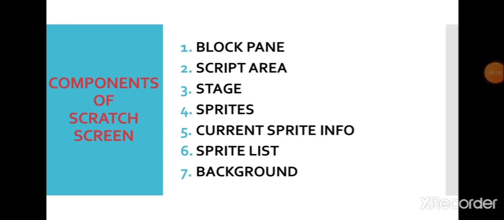What are the components of the Scratch screen window? We have block pane, script area, stage, sprites, current sprite info, sprite list and background. So let's see all the components one by one.